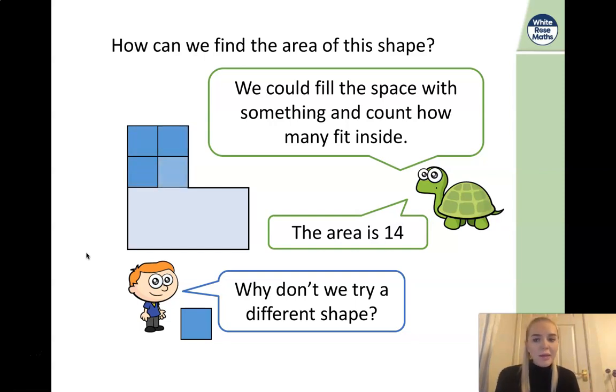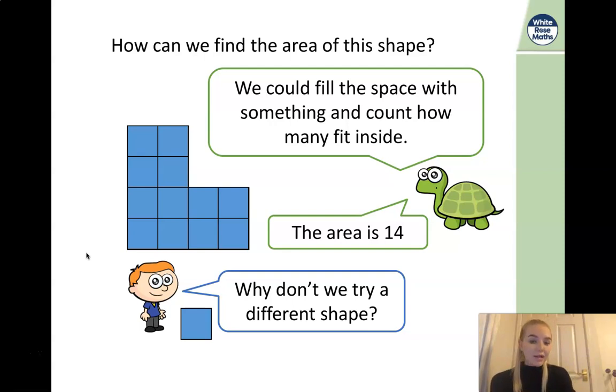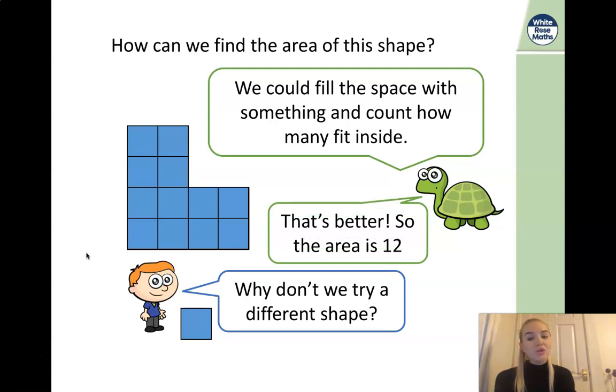So we can start by filling our shape with squares until we think we've filled the area. Now, year 4, are you happy that we've filled the area? Me too. Now you can count how many squares there are, and that will be your area. So there are 12 squares, which means the area of this shape is 12.